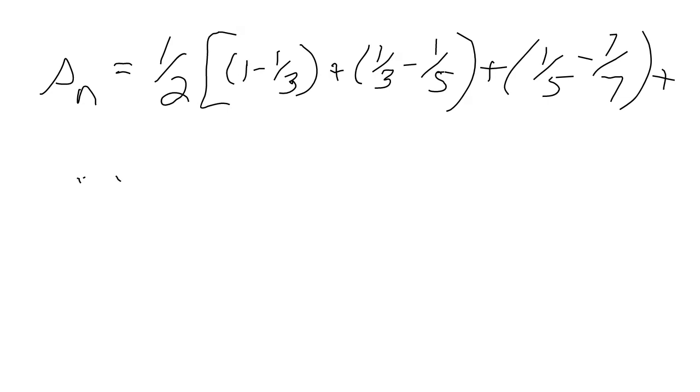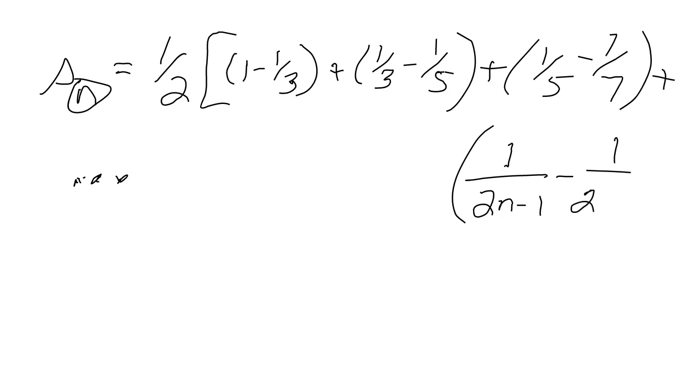Anyway, I'm going to keep going, and remember I'm going up to the nth one, so the value of the nth one I'm going to write right here. I've got the 1/2 out front, but we came up with our partial fractions: 1/(2n minus 1) minus 1/(2n plus 1). That is the value of the nth term. Now that in and of itself isn't very exciting, because you're like, well, what does all this add up to?